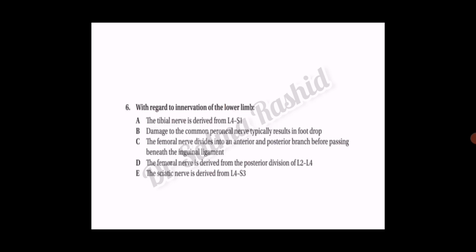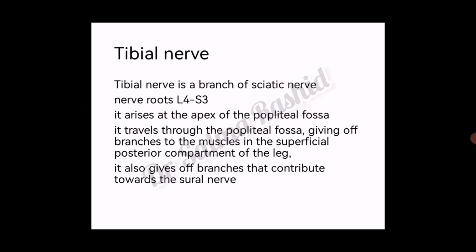So the question is, with regard to innervation of the lower limb, tibial nerve is derived from L4 to S1. Now, tibial nerve. Tibial nerve is a branch of sciatic nerve. Nerve root is L4 to S3. It arises at the apex of the popliteal fossa. It travels through the popliteal fossa, giving off branches to the muscles in the superficial posterior compartment of the leg. It also gives off branches that contribute towards the sural nerve.